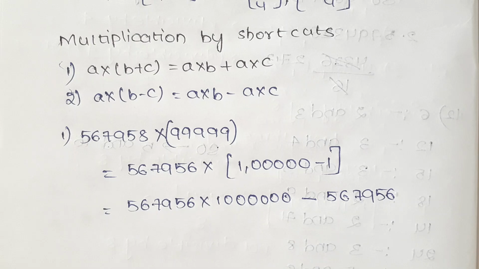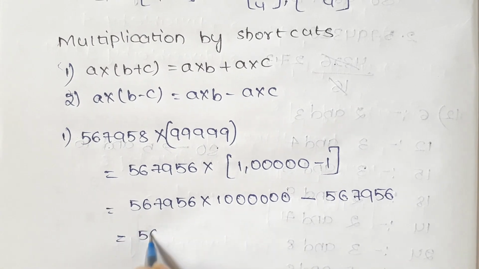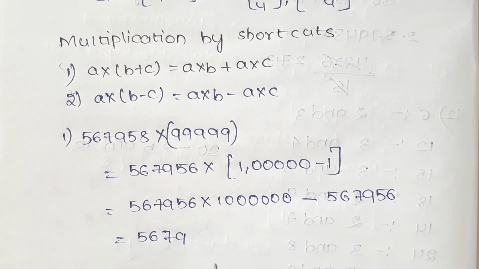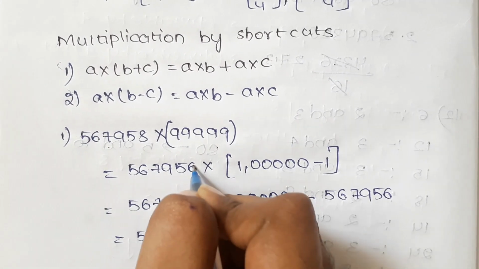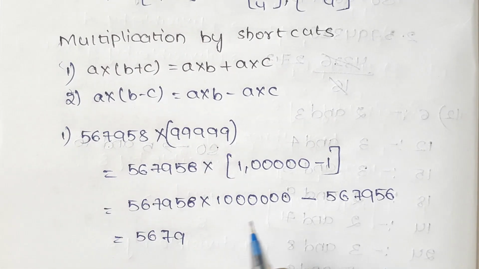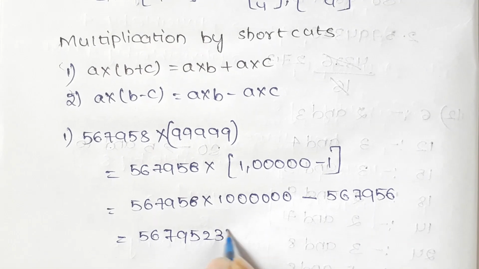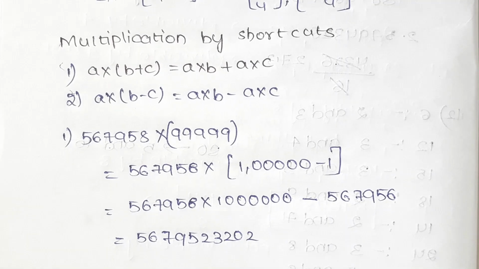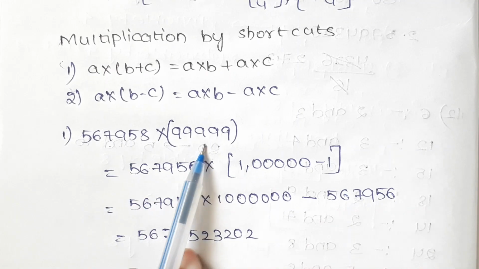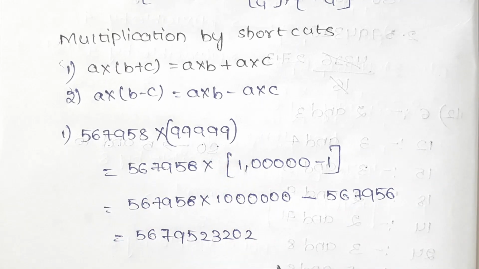And finally the answer is 567958 into 1 lakh minus 567958, that is 56795232 0202. It is the answer. In order to do this multiplication directly, it is a very long process, and this is the shortcut method, so it can be solved quickly and easily.